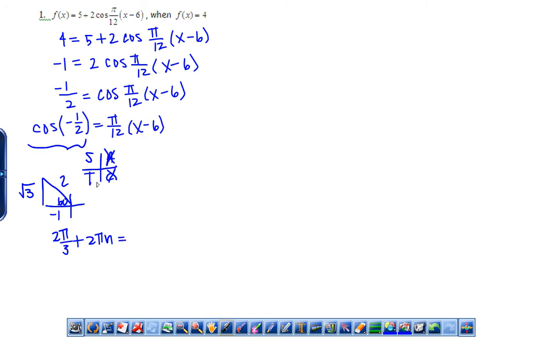I'm going to go ahead and draw my second triangle in my third quadrant. Again, this is -1, and this is 2 and √3. Again, this is still 60. So when you count around, this is 8 pi over 6, which reduces to 4 pi over 3, plus 2 pi in. Those are my 2 general solutions.